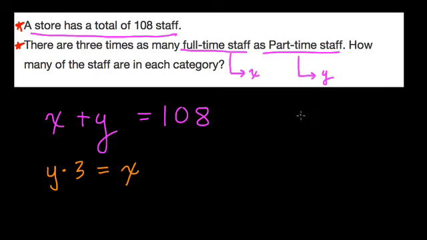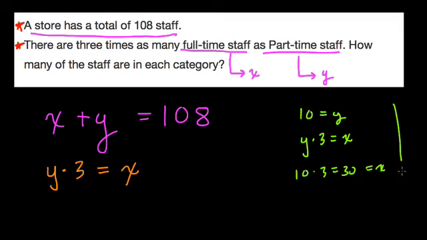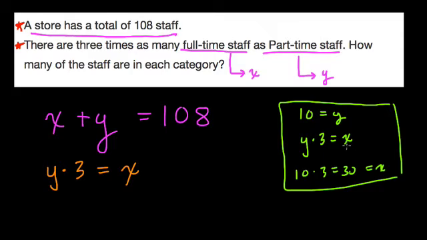Let's pretend that there are 10 part-time staff members. Well, then how many full-time staff members would there be? Well, 3 times that, right? So that means you take y and multiply it by 3 to get the number of full-time employees, right? Because y is 10 and 10 times 3 is 30, and that would be x in this case. So if you examine a formula and break it down to a simpler example, I think it's a little bit easier to see what the equation would be.